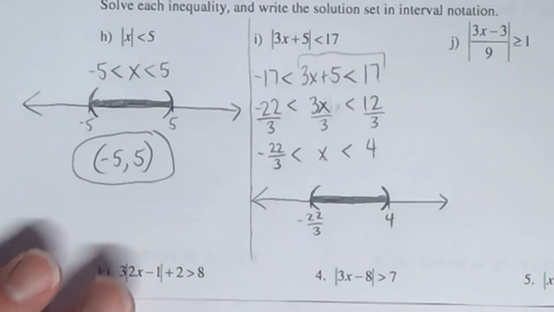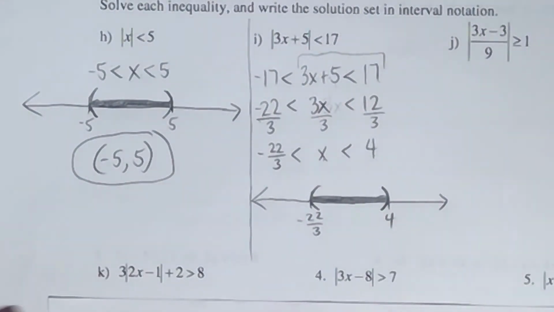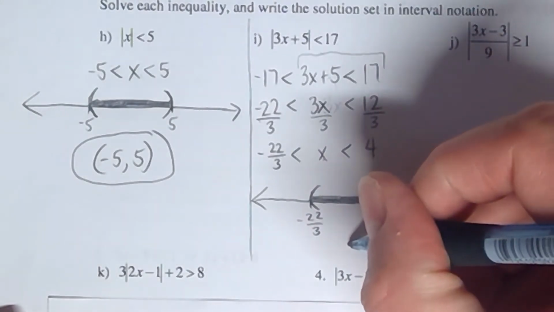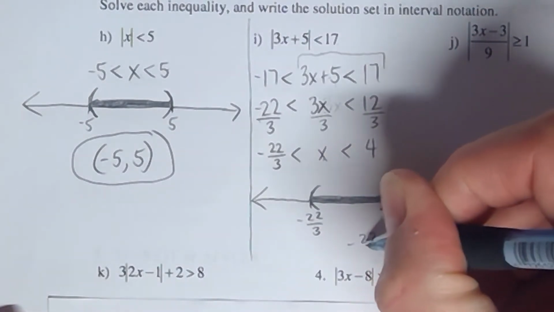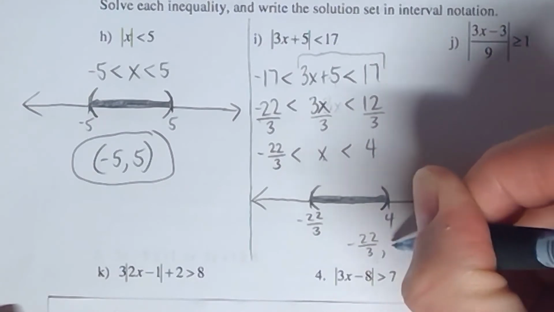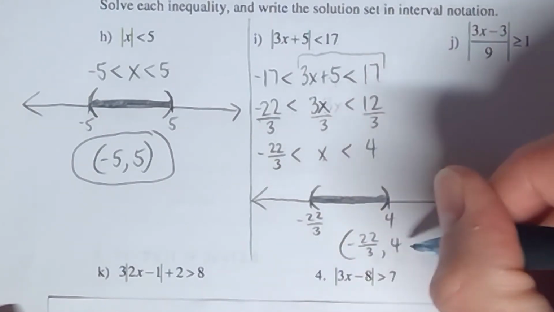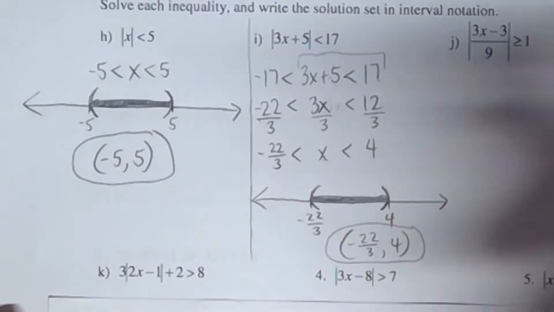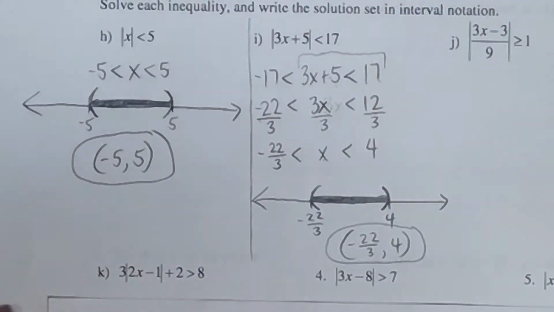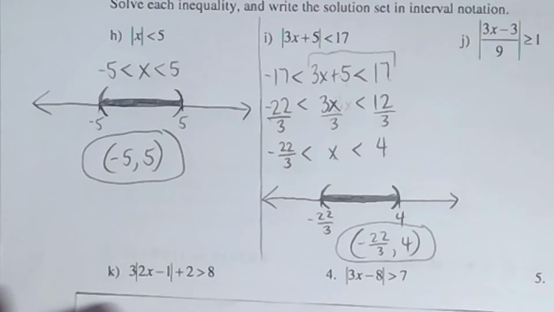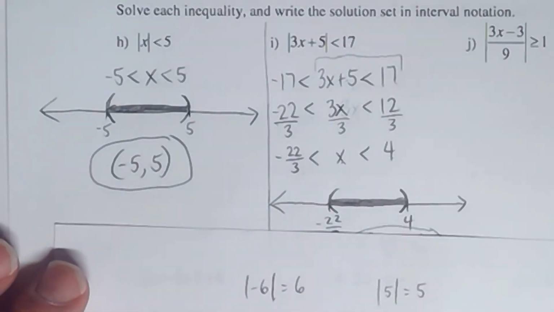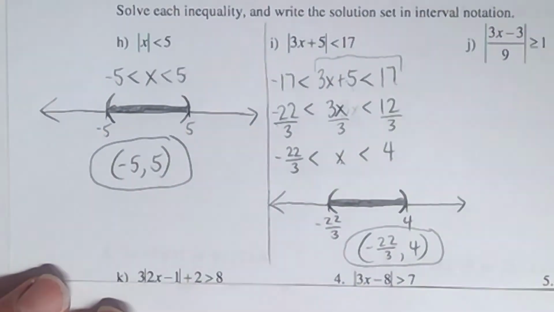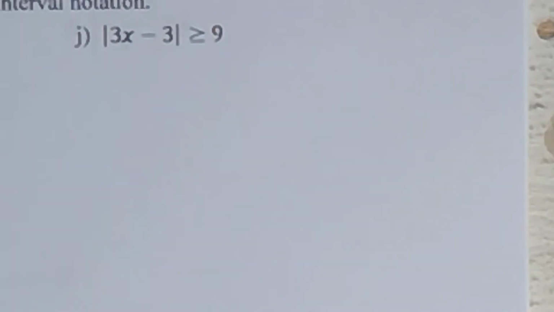And now that I've done my shading and my brackets, I'm ready to do my interval notation. Very similar looking to the last problem. There's your interval notation right there. And that's problem I. Okay, moving on to problem J.